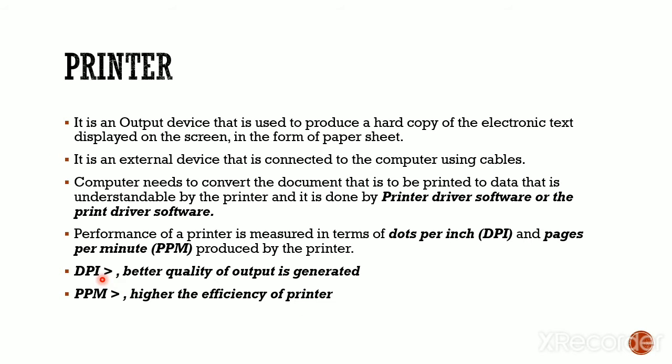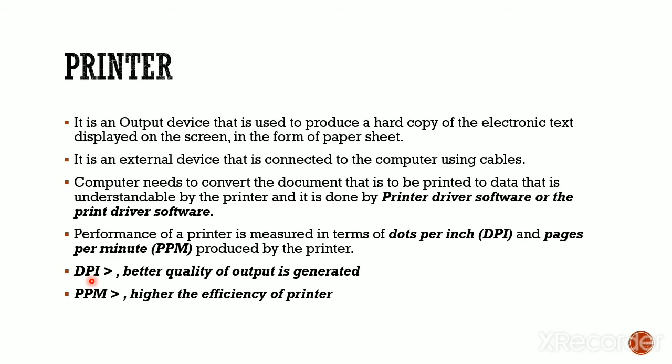Okay, DPI is the value given for a paper's inch. In an A4 sheet, in one particular inch, how many dots or how many words can be printed. That is the quality of its output.